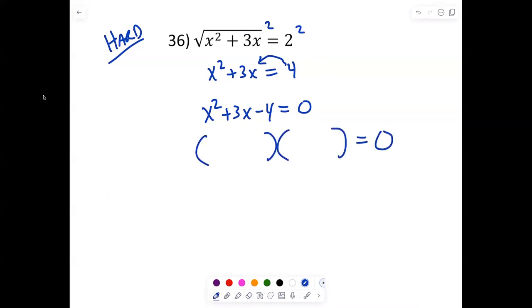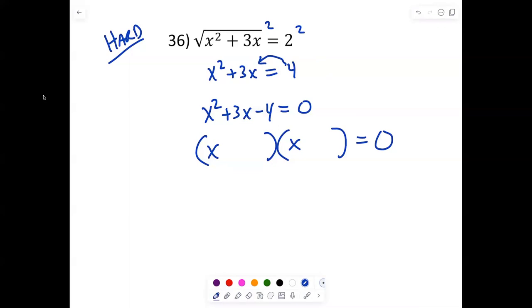Factor it. I want to see if anybody remembers how to factor that. Come on. See if you remember how to factor. What is it? You put x and x. X and x. Thank you. And then you will do.